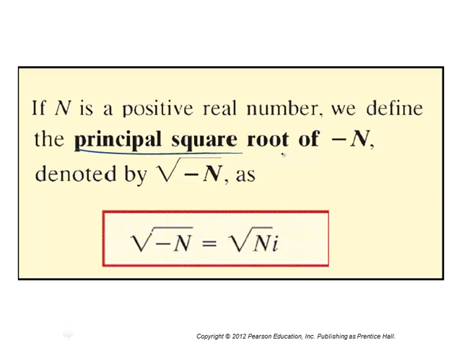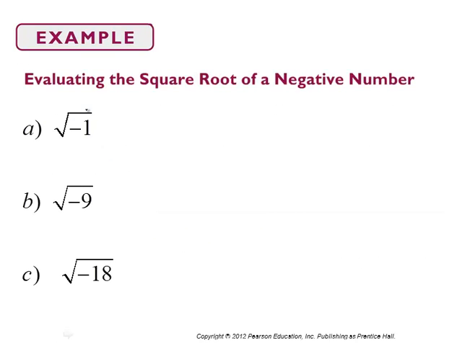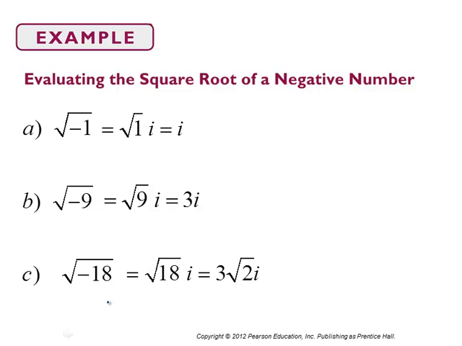And we call that the principal square root of whatever negative n is. So for example, the square root of negative 1 is going to be i. The square root of negative 9 is going to be 3i. The square root of negative 18 is going to be 3 times the square root of 2 times i.